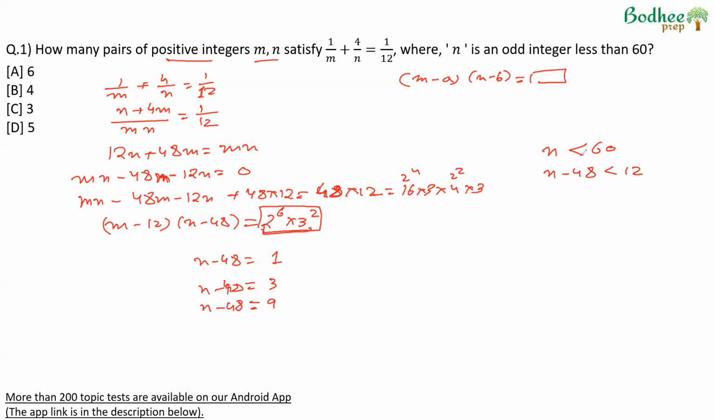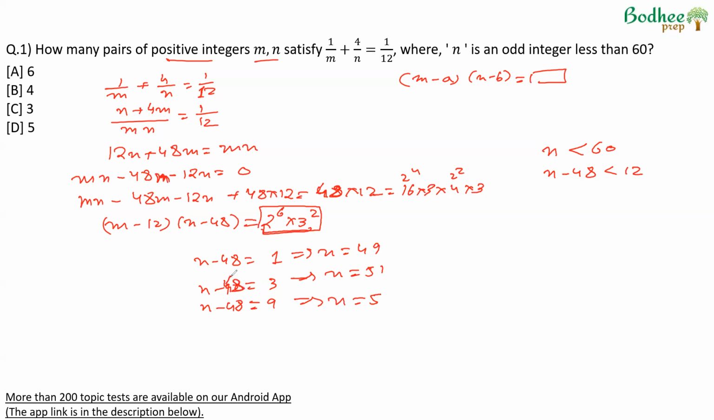Why are we choosing 1, 3, 9? Because n has to be less than 60, so n minus 48 has to be less than 12. N has to be odd. Odd minus 48 will be odd. So these are the three odd factors. This will give us n is 49. This will give us n is 51. And this will give us n is 57.